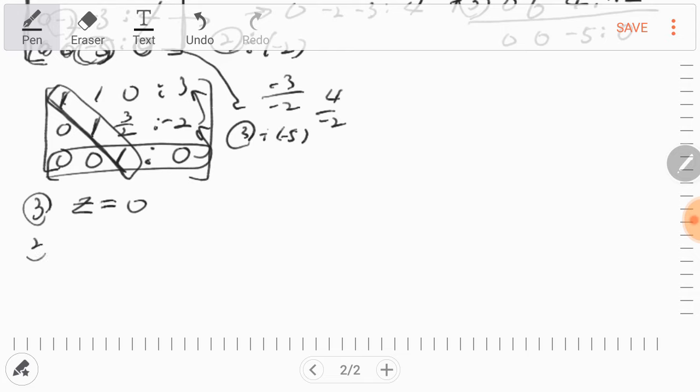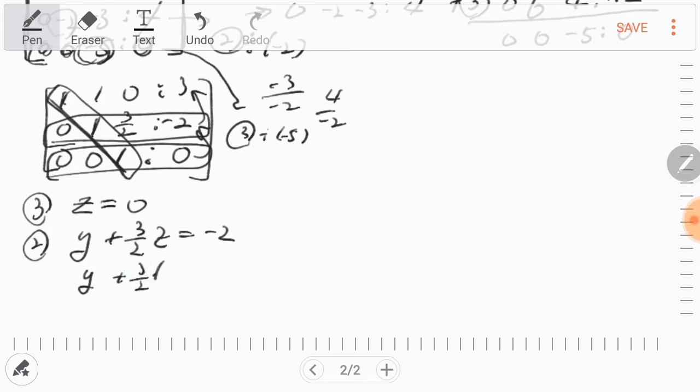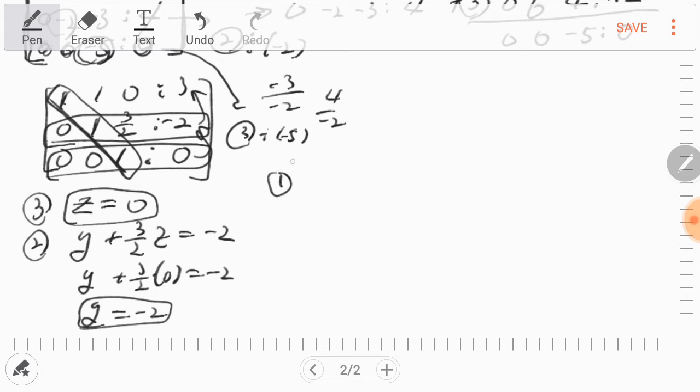Let's use the second row to find the y value. The second equation is y plus 3 over 2 z equals negative 2. And the z value is 0, so y plus 3 over 2 times 0 equals negative 2, then y equals negative 2. So we found the y value. And from the first row, let's write the equation. We can find the x value.